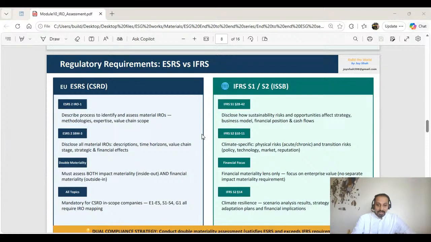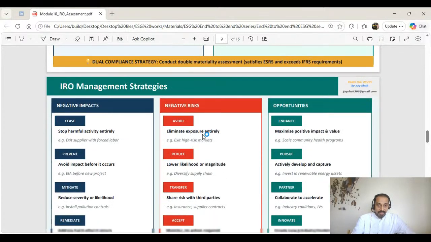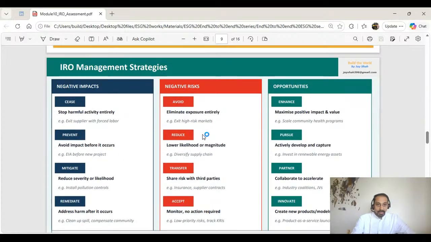So here we understand the overall requirement. Now we will see the management and integration part, that is, how IRO management strategies can be done. So quickly we will see the negative and positive impacts. For the negative impacts, the management hierarchy goes: cease, prevent, mitigate, remediate. Those kinds of requirements are there. So this sequence matters. It's not arbitrary.